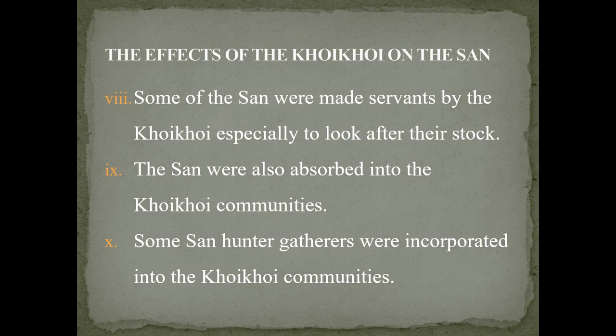Then another one. The Sani were made servants or slaves by the Khoikhoi to look after their cattle. Stock is cattle. The Khoikhoi enslaved the Sani to look after their cattle, because the Khoikhoi were herders. They had the cattle, cows, goats, and the fat-tailed sheep. Then the Sani were absorbed into the Khoikhoi communities. Being absorbed is to be swallowed up. You go to a new community, to a new country, you forget everything about your culture. So they were swallowed up. We can say they were deculturalized. Then some Sani hunters were incorporated into the Khoikhoi communities.